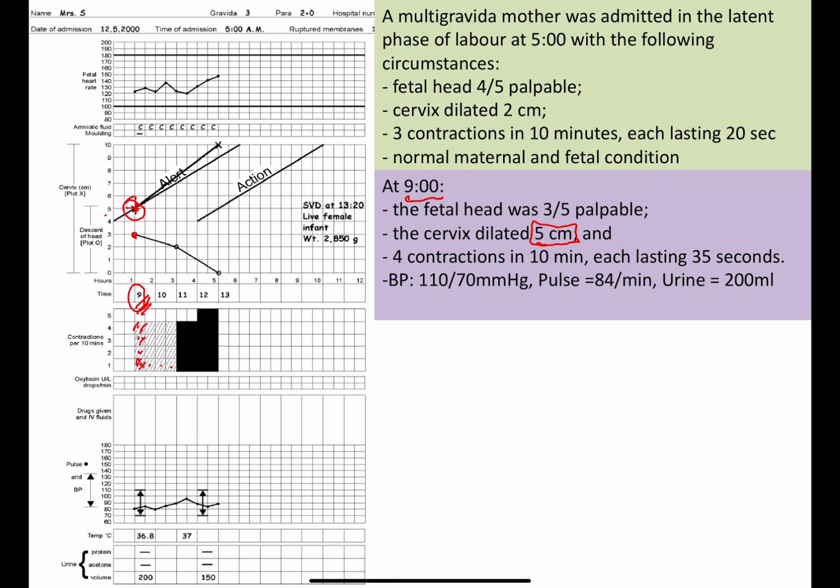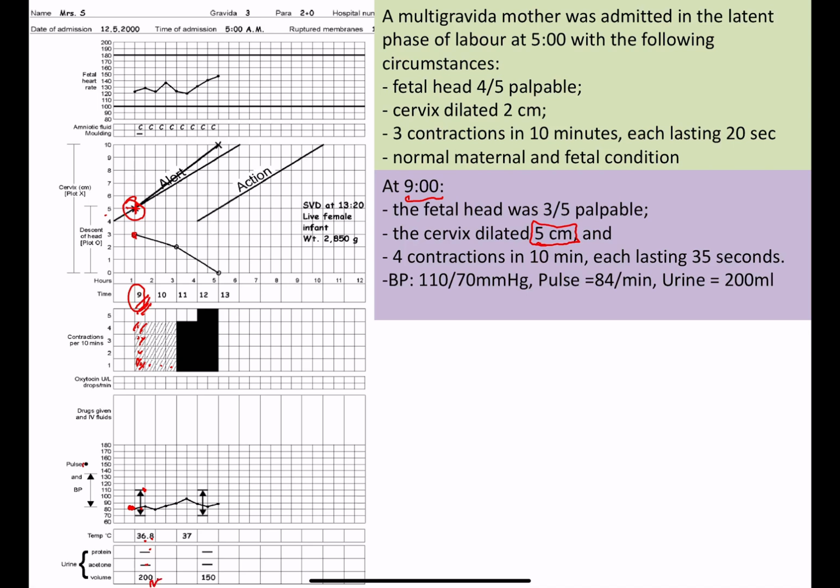And you can see the vitals of the mother, the pulse was 84, right? It's 84 over here, which is marked with a small dot over here. And the blood pressure was 110/70, and temperature was 36.8, and there was negative urine protein and acetone, whereas the volume of the urine is 200.